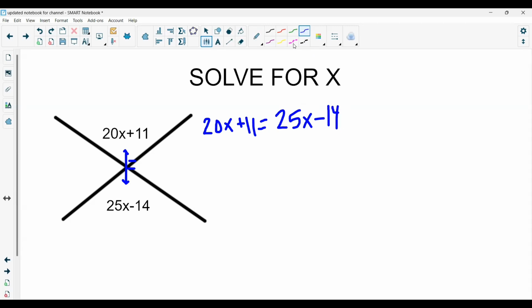Great job if you had that set up correctly on your own. All right. My first step is to always draw my river. So let's go ahead and do that. Draw my river to separate both sides. Okay. And now let's start solving.